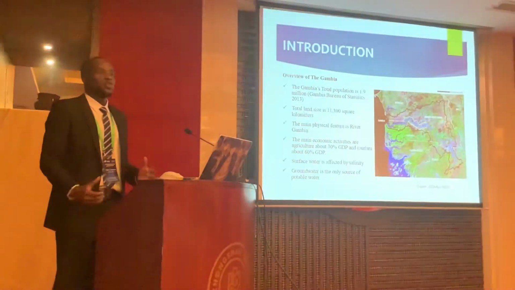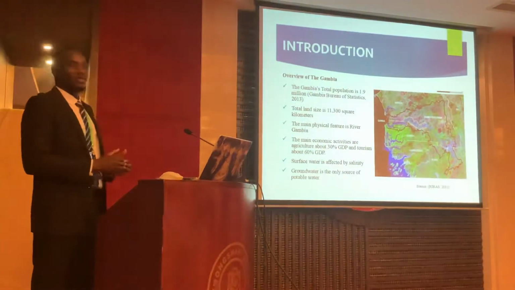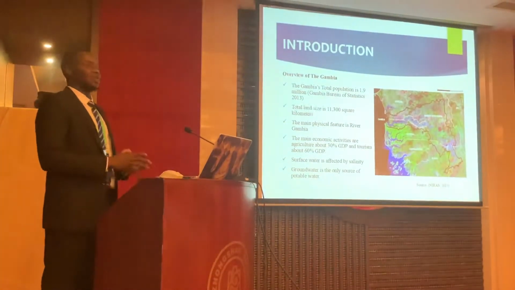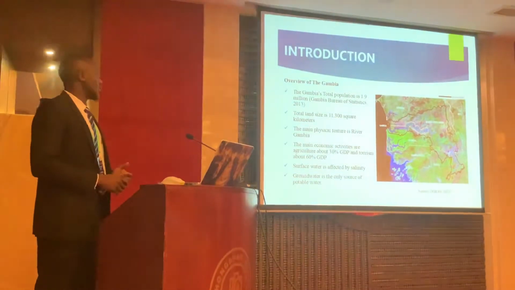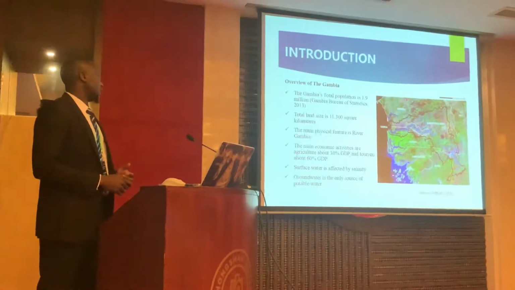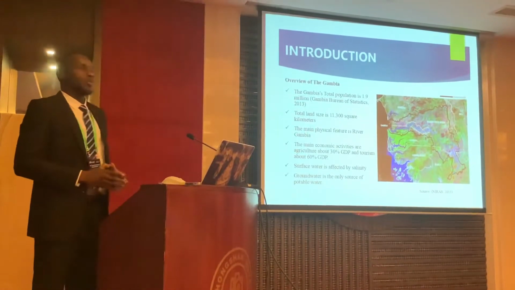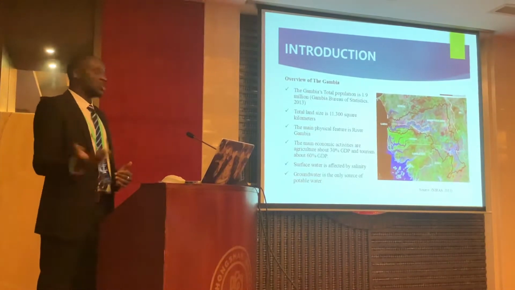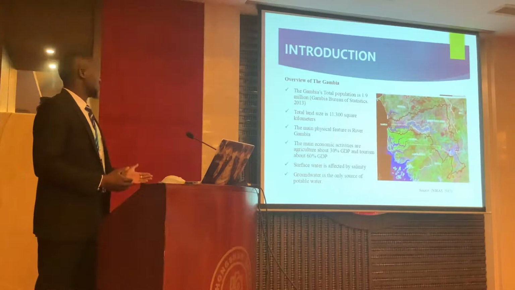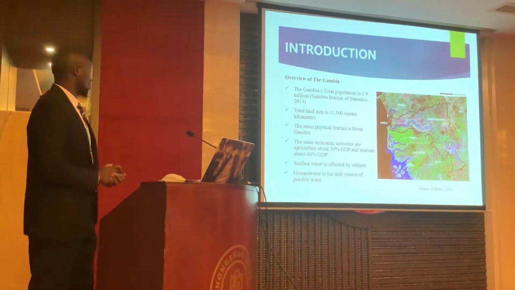The main physical feature in the Gambia is the River Gambia. River Gambia is a transboundary river basin shared by 4 major countries: Guinea-Bissau, Senegal, Guinea, and the Gambia. The river flows from the Futa Jallon highlands of the mountainous areas of Guinea, flows through Senegal, and ends in the Gambia, where it empties in the Atlantic Ocean.